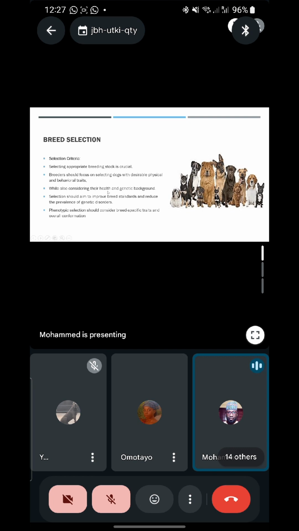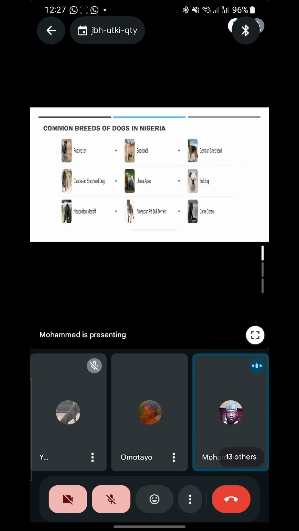So health is very important because there's no point breeding dogs and then they end up dying from diseases. So it's important to understand the health history of some breeds. And selection should aim to improve breed standards and reduce prevalence of genetic diseases. Phenotypic selection should consider breed specific traits like color, size, the size of the ear, size of the body, all those features that are desired by dog owners.